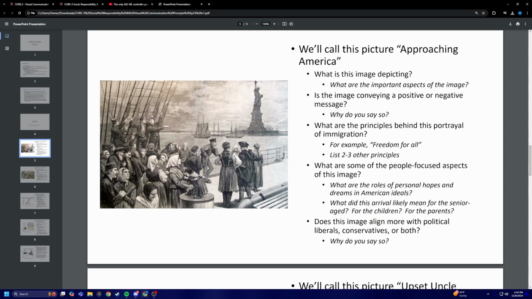Personal hopes and dreams are really at the forefront of American ideals in this one, because it's about, like, I can go to a new land and do anything. What are your thoughts on that?